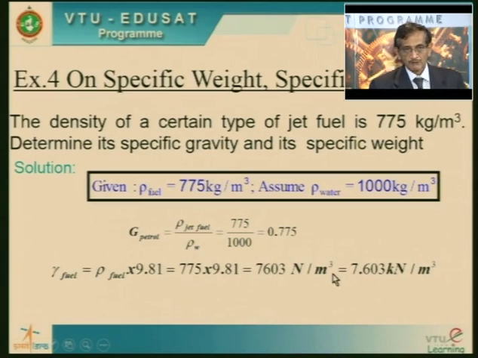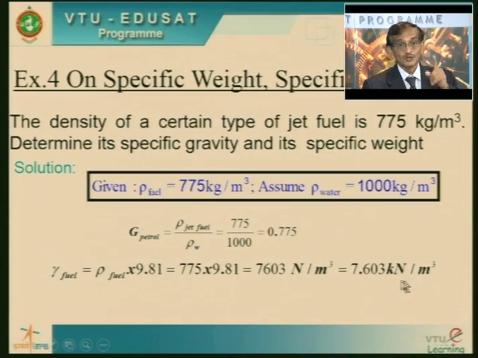You can verify, but you can see one more thing. You may be thinking, what is this? A very simple question. One is the density of the jet divided by 1000, we get specific gravity. It is as per definition, and the gamma of the jet is also simple. Take density of the fluid and multiply by 9.81, that is gamma fuel is equal to rho fuel into g. Value is 7603 Newton per meter cube. If I am dividing this by 1000, it is becoming kilonewtons per meter cube. So, mind it well, I can sometimes give the reverse.